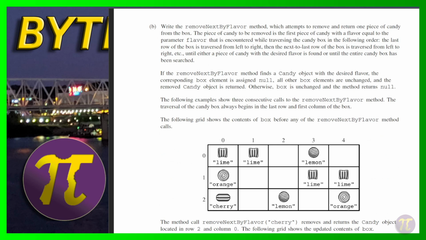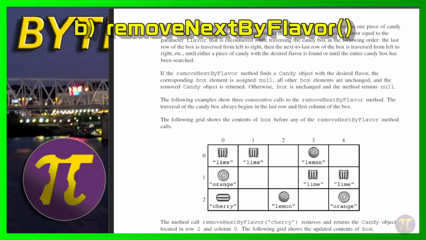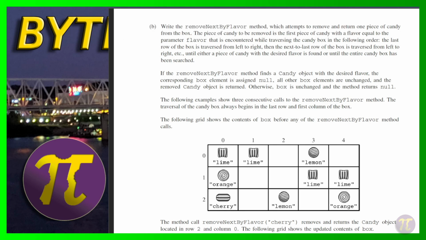The second part is removeNextByFlavor, where we take in a flavor and we want to return that candy back if we find one of that flavor. Otherwise, we'll return null, meaning that we can't find it. The different part about this is that it does care about how you progress through the box. When you're looking for a specific flavor, you have to go through the box in a certain order. What is it?